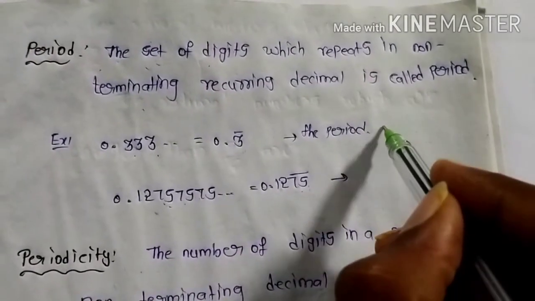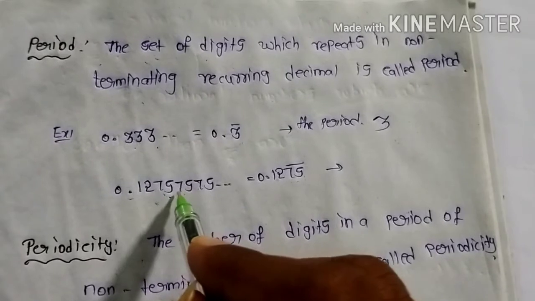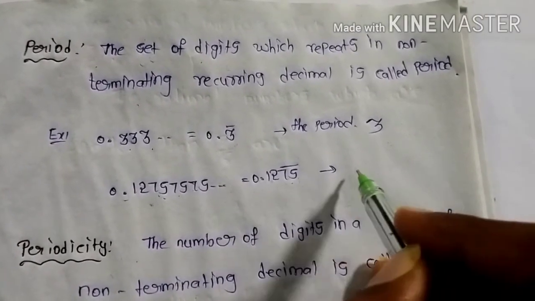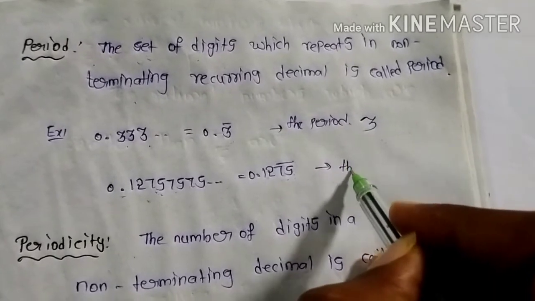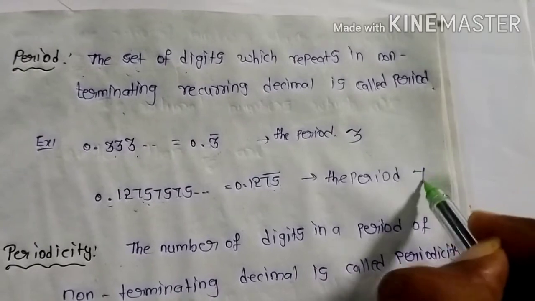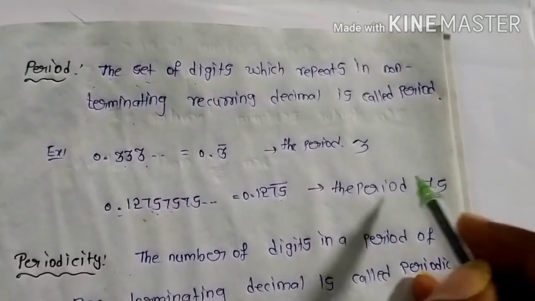So the period is how much? The period is 3 only. See here, 0.12757575. Here which set of digits are repeating? 75 or not. So the period is how much? The period is 75. Period means the set of digits which are repeated.